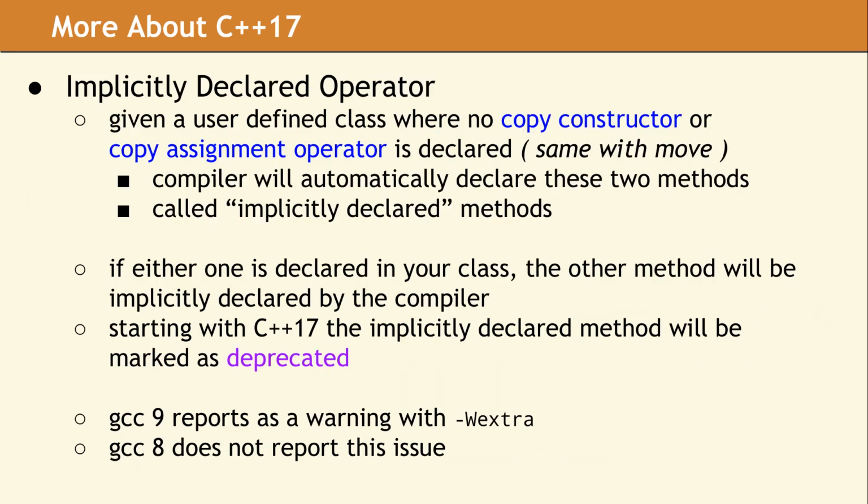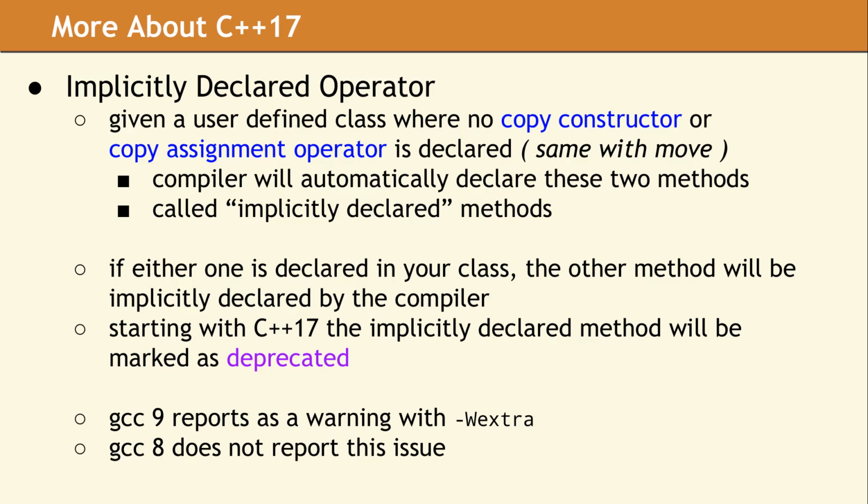When you define a class, but do not declare a copy constructor or copy assignment operator, the compiler will normally declare and implement these two methods for you. The compiler-generated methods are referred to as implicitly declared. The same is true of the move constructor and move assignment operator. When only one of these methods is declared in your class, the other method will still be implicitly declared by the compiler.